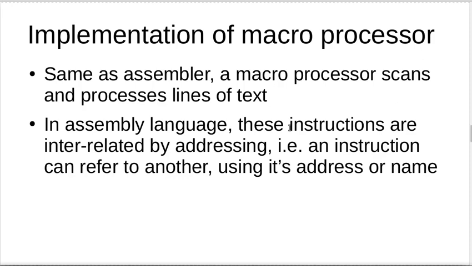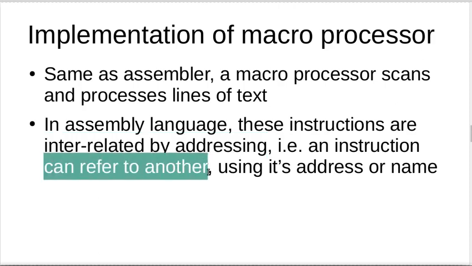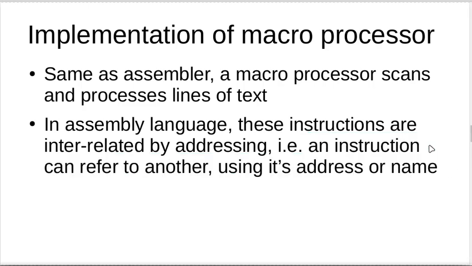In assembly language, these instructions are interrelated by addressing. When we studied the assembler in the previous lectures, we saw that every instruction has specific addresses, relative address locations and absolute address locations, and one instruction can refer to another. An instruction can refer to another using its address or name. We have seen both uses, by using its name or label, or even by using its address location.